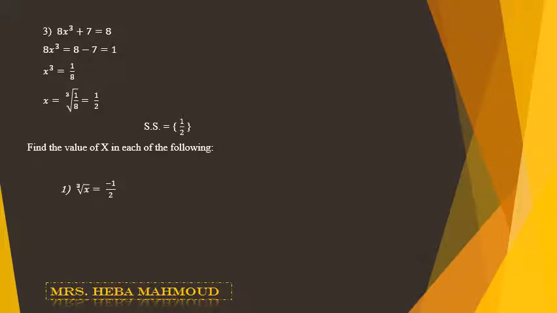Example number 3, 8x^3 + 7 = 8. Move the +7 to the other side by changing the sign, so it will be 8x^3 = 8 - 7 = 1. To make x^3 on one side, move the 8 to the other side by dividing, so x^3 = 1/8. To make x alone, we take the cube root of 1/8, which is 1/2. So the solution set will be 1/2.